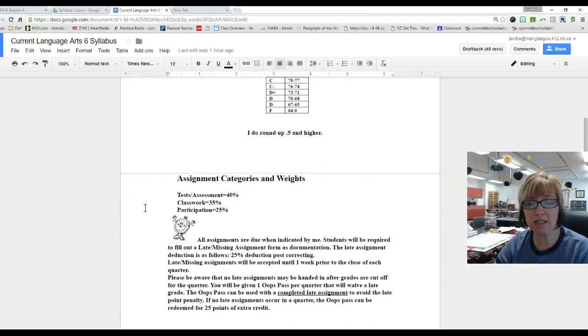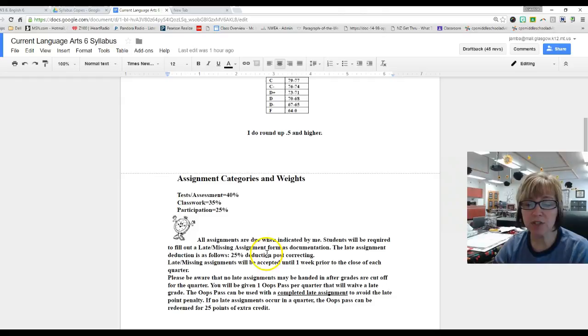Assignment categories and weights. 40% of your grade is calculated using tests or assessments, so at the end of a unit or a quiz to check up for your understanding, 40% of your grade comes from that. 35% of your grade comes from classwork. I try not to call it homework because if you're using your time wisely, the majority of your stuff should be done in school, either in class or in a study hall. Participation, 25%: activities and things that we're doing in class.